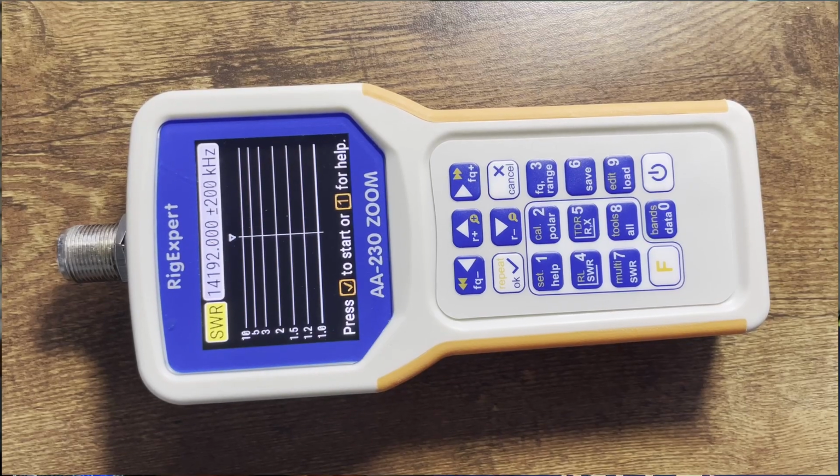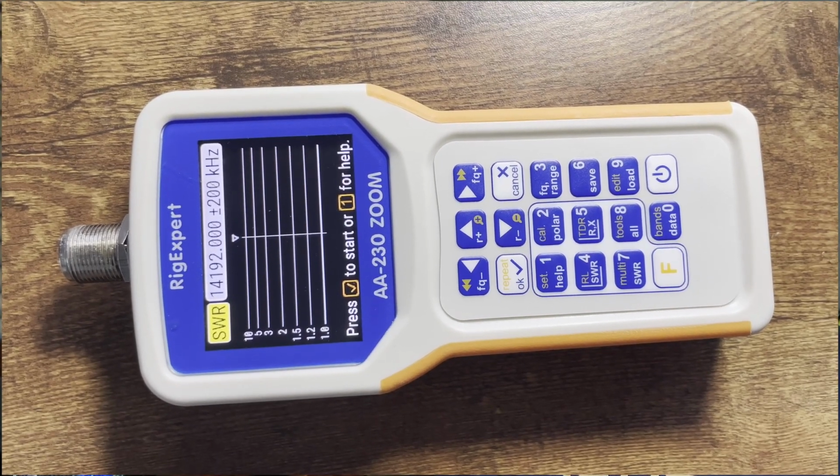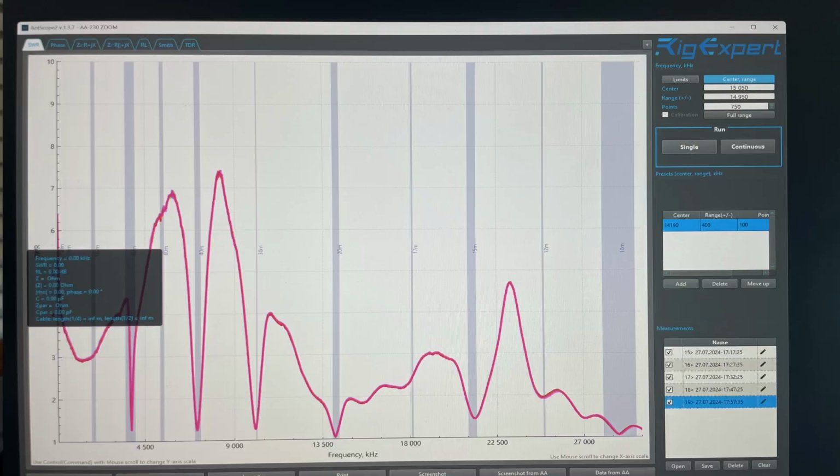For this experiment, I'll be using the Rig Expert AA230 Antenna Analyzer. This handy device connects to my computer via USB, and I'll be using the Rig Expert's AN2Scope software to gather the data. To get a complete picture, I'll be scanning the entire ham band, taking 2,000 SWR readings each time.